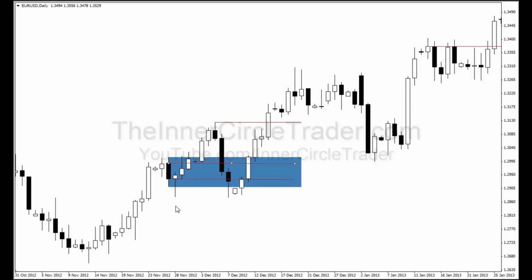Let me say that one more time because it went right over your head, I'm sure. Smart money or professional traders do their buying on down moves. They do not chase price. They buy it when it's going down.